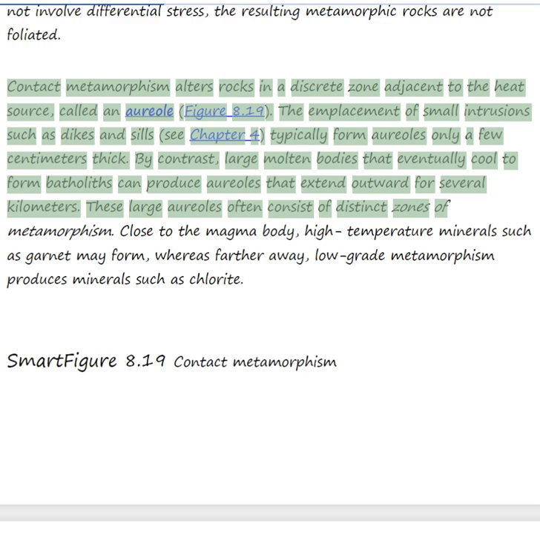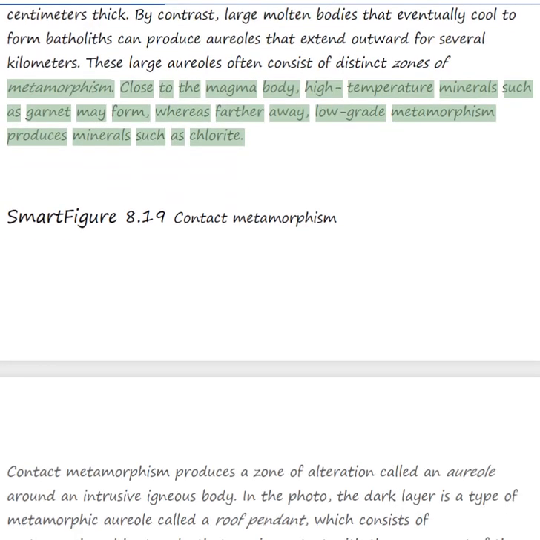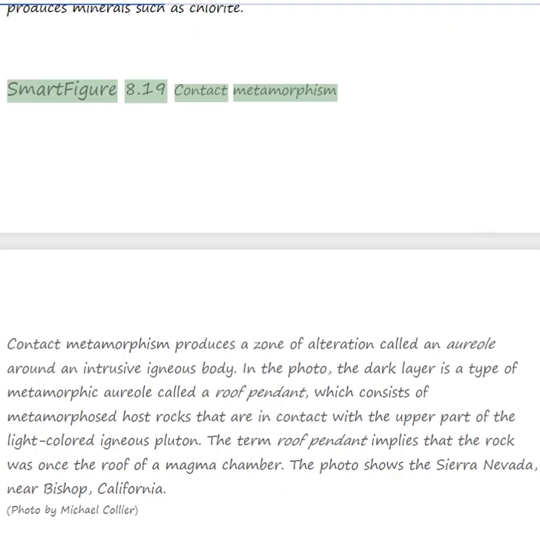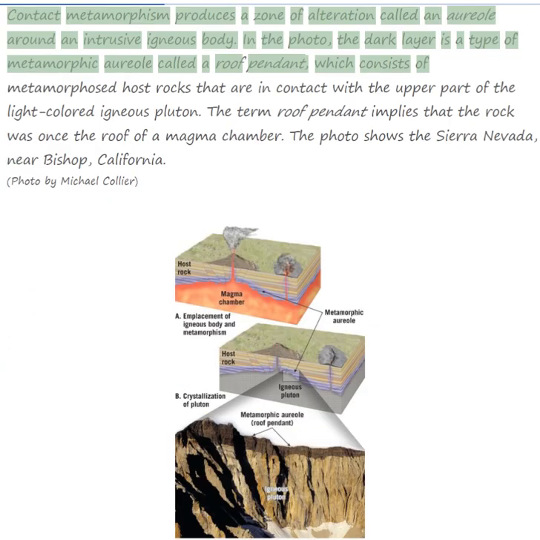These large aureoles often consist of distinct zones of metamorphism. Close to the magma body, high-temperature minerals such as garnet may form, whereas farther away, low-grade metamorphism produces minerals such as chlorite. Smart Figure 8.19 Contact metamorphism. Contact metamorphism produces a zone of alteration called an aureole around an intrusive igneous body.